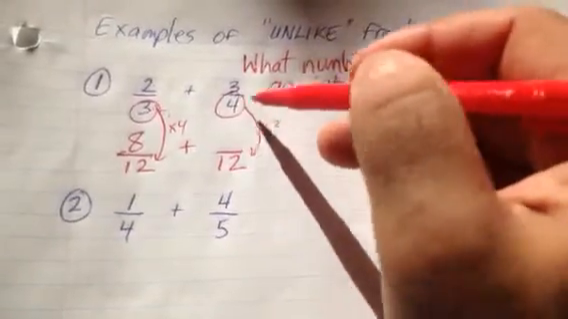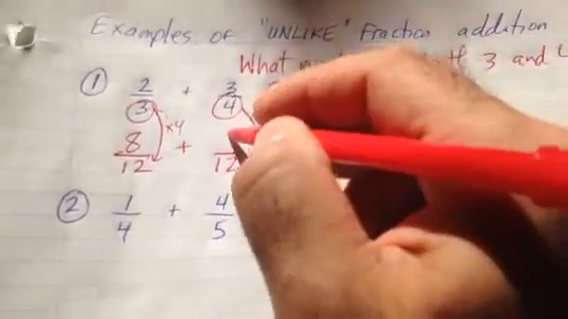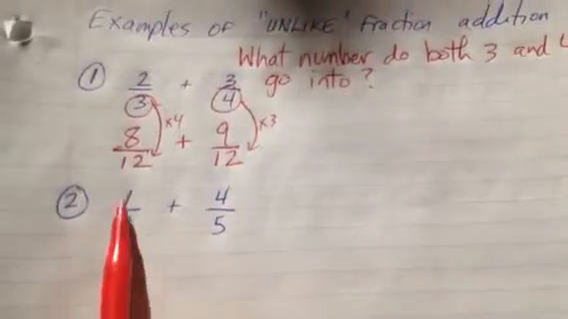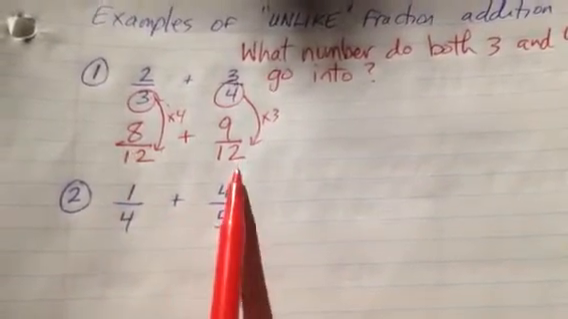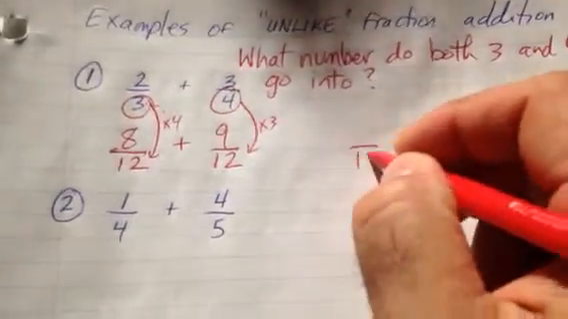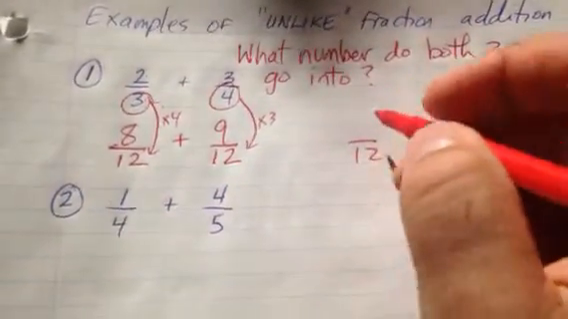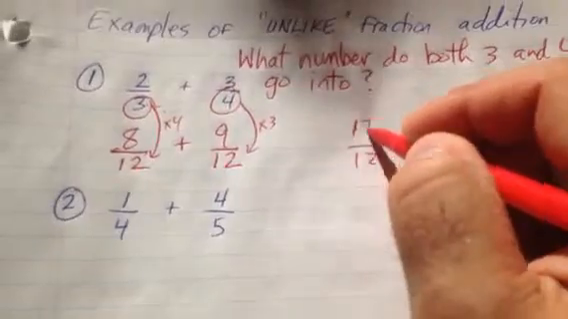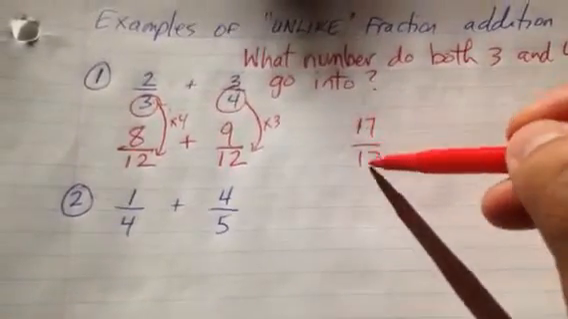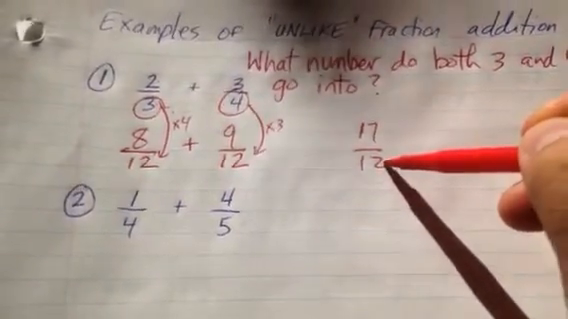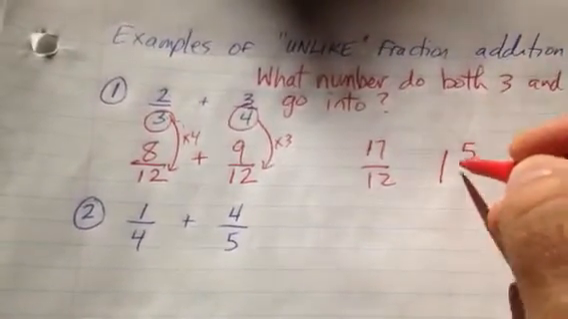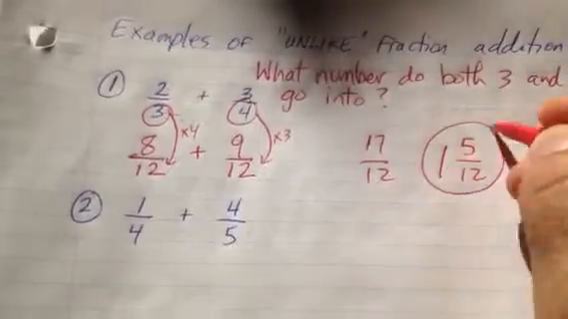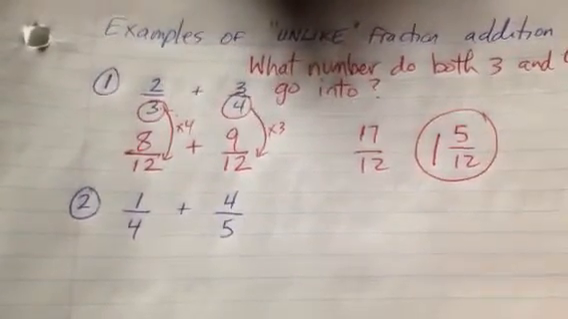Whatever I do to the bottom, I do to the top. So 3 times 3 is 9. Now, it's just like adding the fractions that we say are like. Same bottom number, keep the same bottom number, add the numerators, 8 plus 9, that's 17. And of course, this is improper. So we ask how many 12s go into 17? 1. Remainder 5, keep the same 12. Final answer, 1 and 5/12.